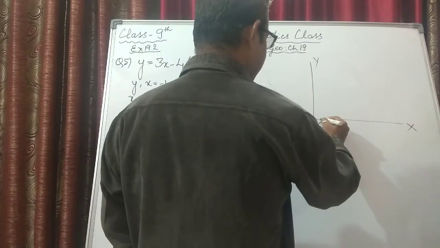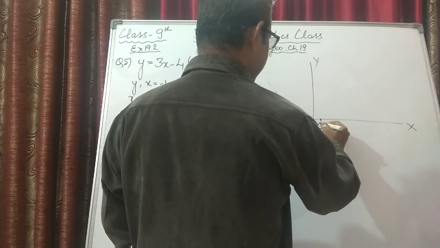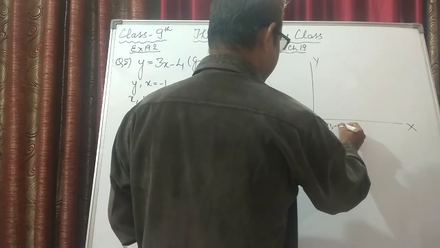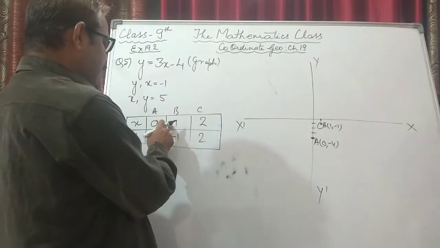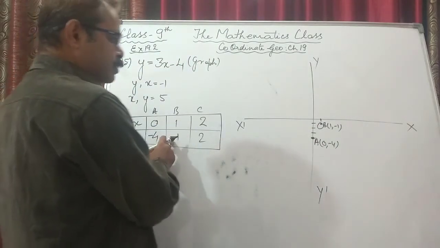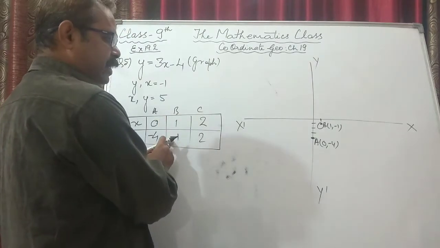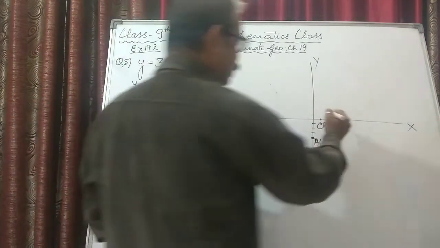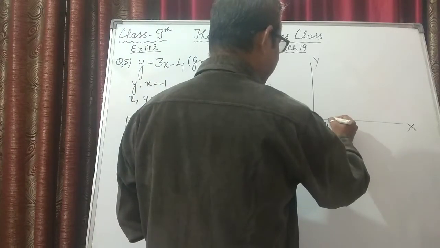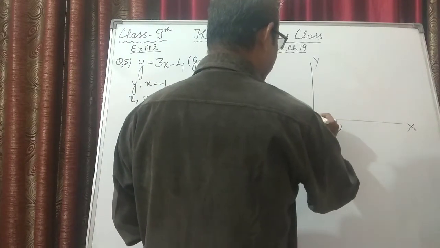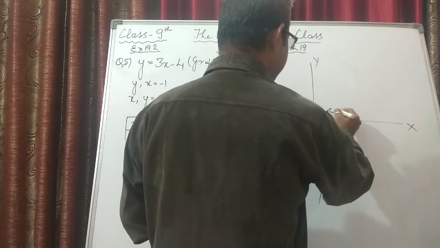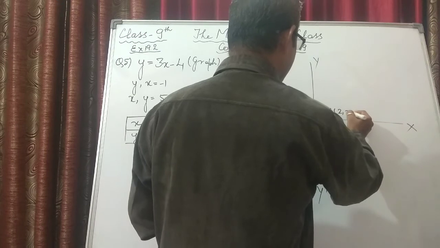Now the second point B, at x is equal to 1, y is minus 1. x equal to 1 will be somewhere here. So this is point B, marked as 1 comma minus 1, because the value of x is 1 and the value of y at point B is minus 1, or the abscissa is 1 and the ordinate is minus 1. Then the third point C is 2 comma 2. So 2 is somewhere here, and somewhere here is your point C. Its coordinates are 2 comma 2.